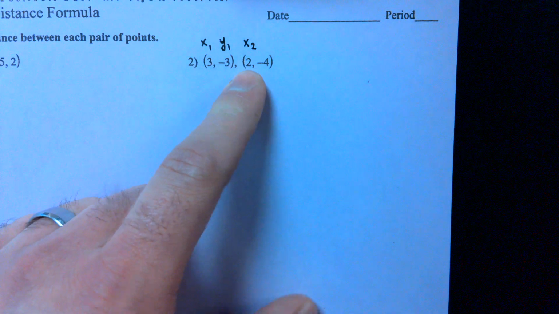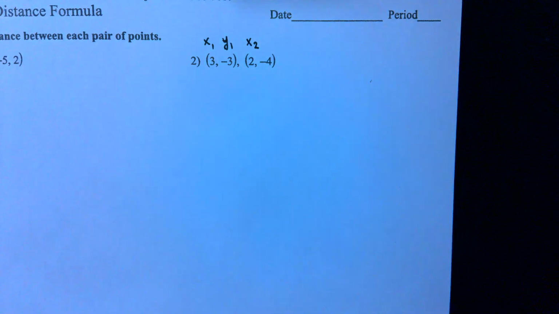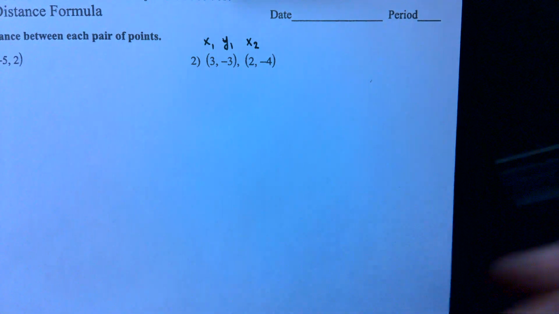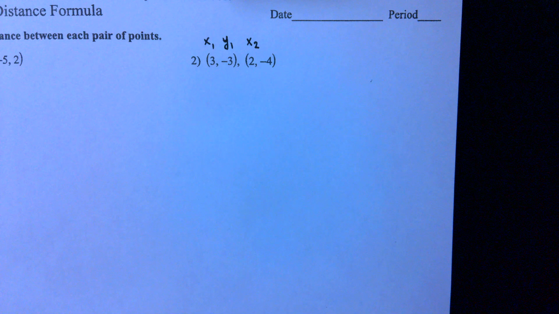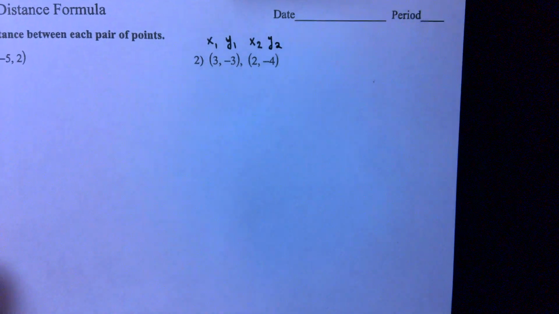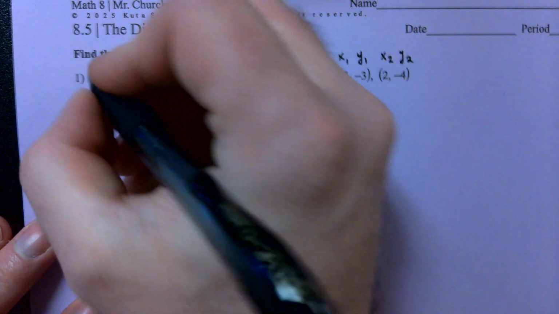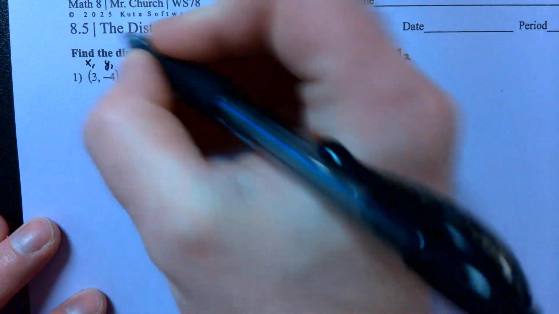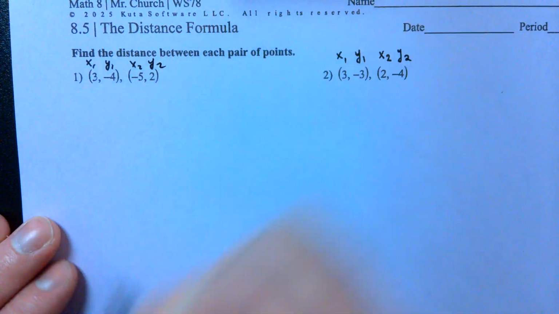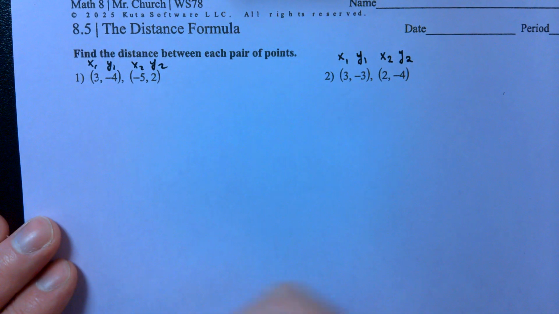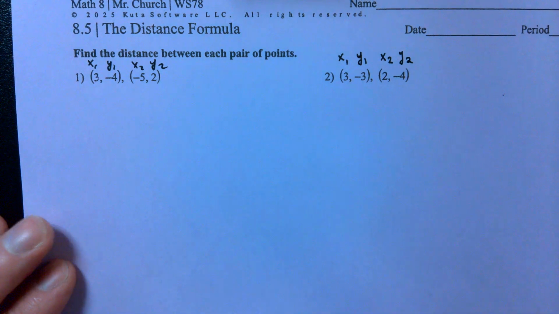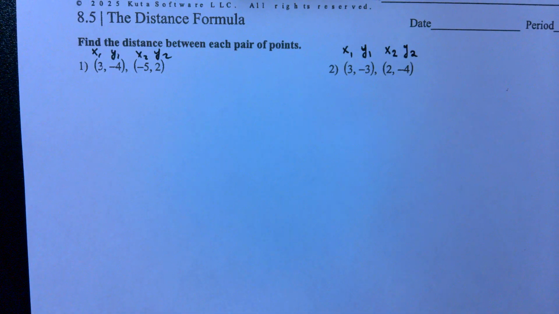X2, because it's my second point's X coordinate. And what can I label negative 4? Y2. Every single question is going to be labeled just like this: X1, Y1, X2, Y2, every single time. There's no X1s right here? What do you mean? X1.